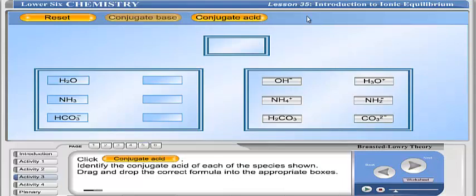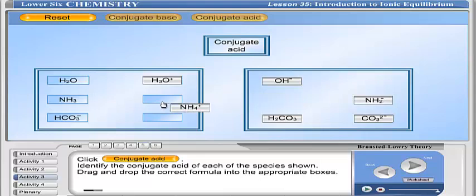Click the Conjugate Acid button. Identify the conjugate acid of each of the species shown. Drag and drop the correct formula into the appropriate boxes.